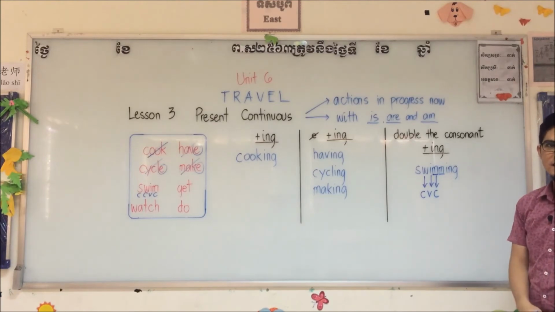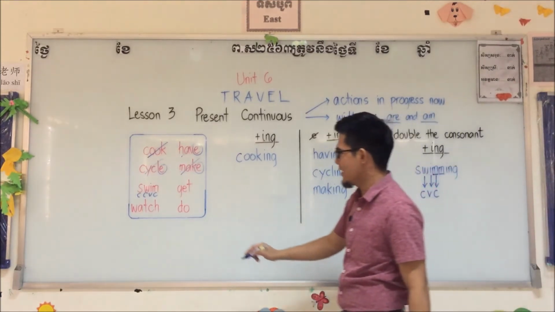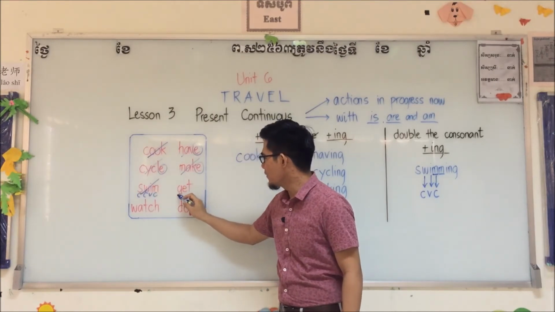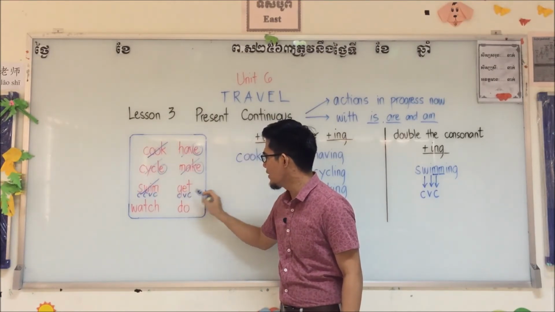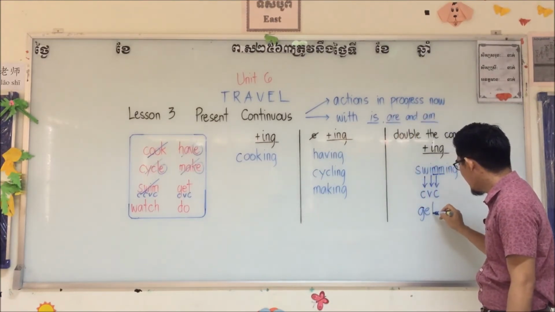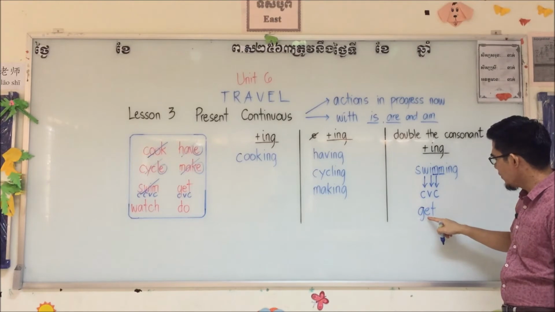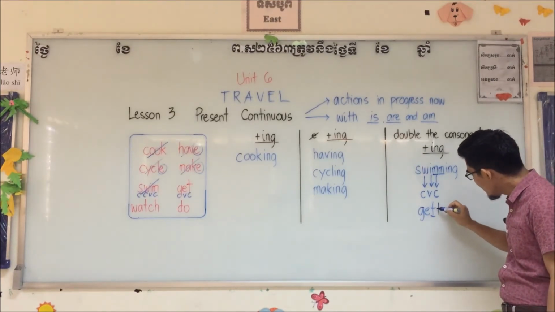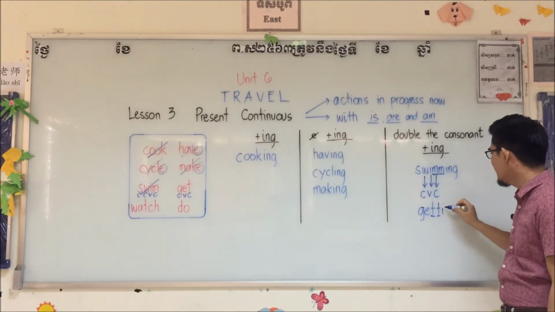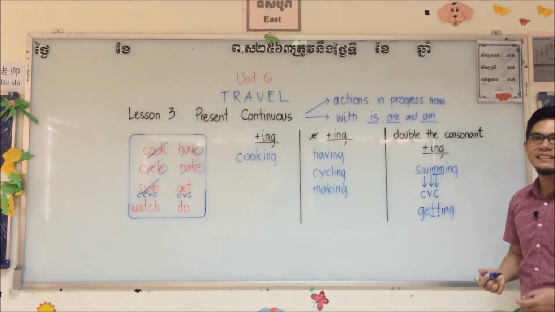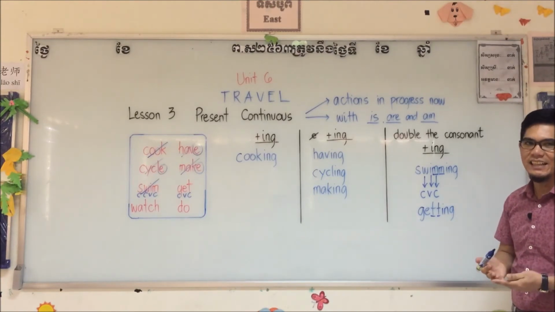Got it? Good. Get. Swim is done. Get. Now we got consonant, vowel, consonant. Okay, let's copy. Get. Consonant, vowel, consonant. Let's double the consonant and then add ing. We now got getting.